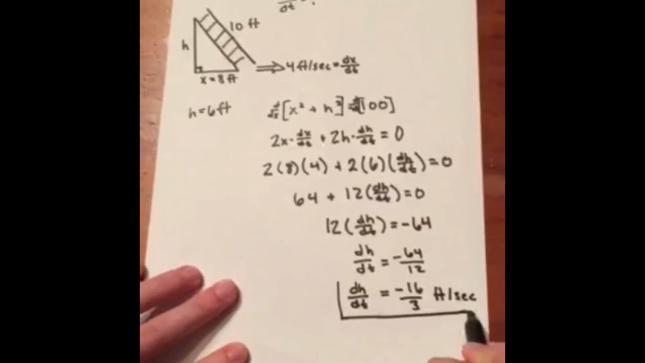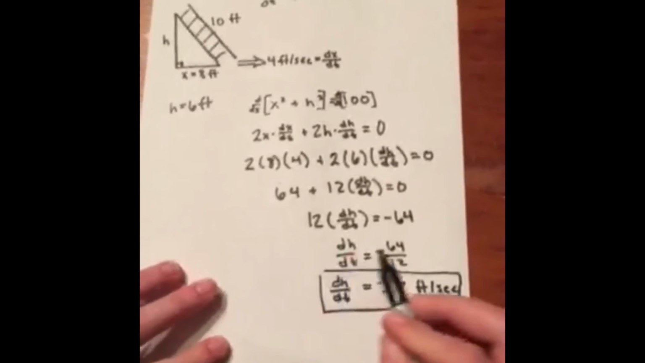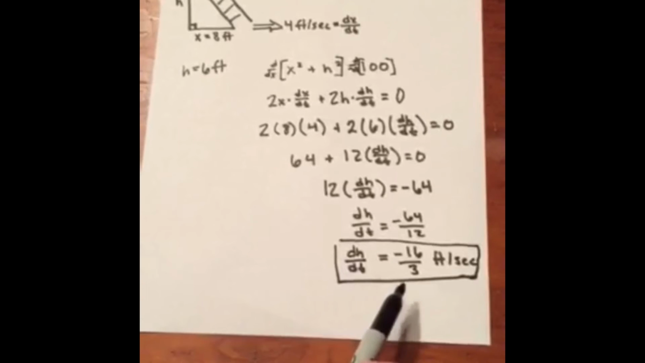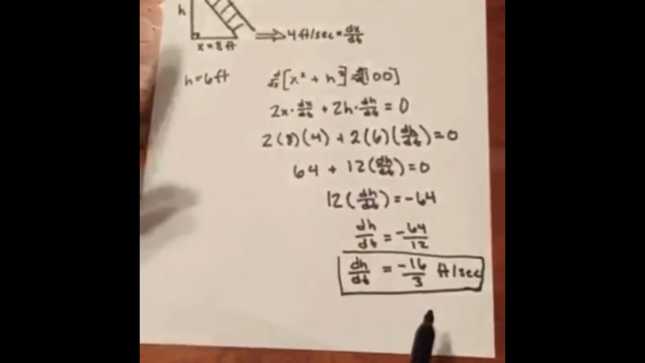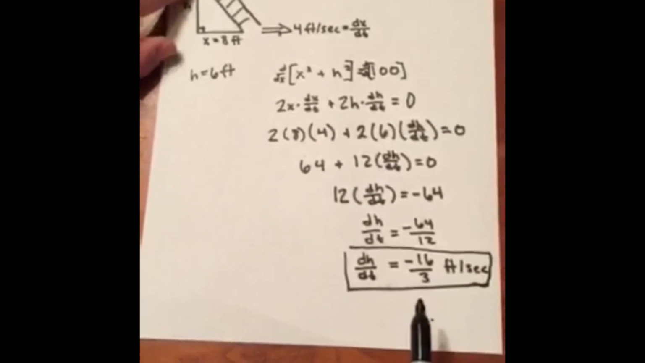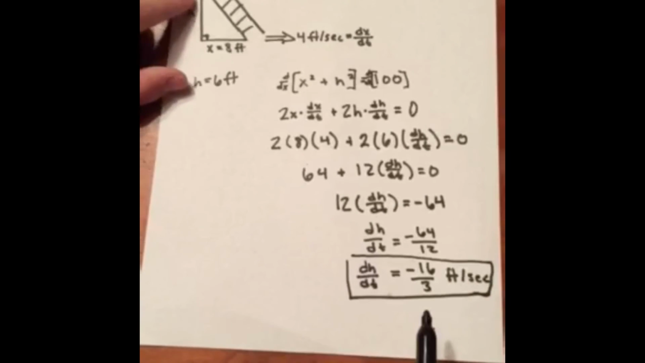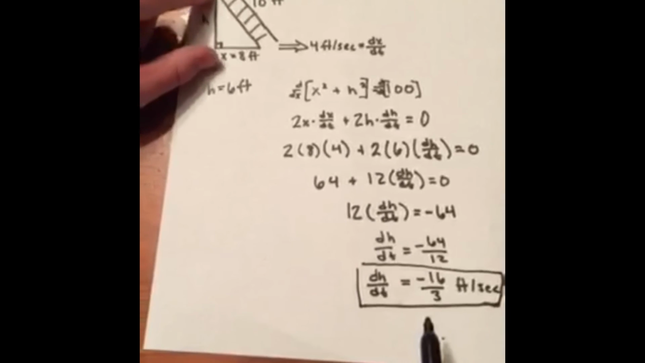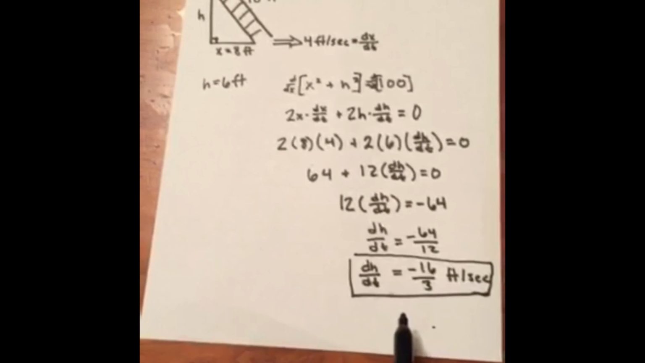What this is saying, dh dt, is that number, negative 16 over 3 feet per second, is how fast, or the rate at which this ladder is falling vertically from this wall. And it's negative because it's falling and this h is getting shorter. So that's how you do that.